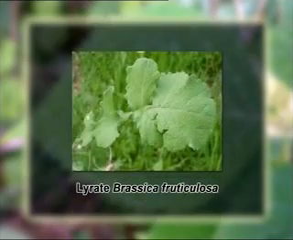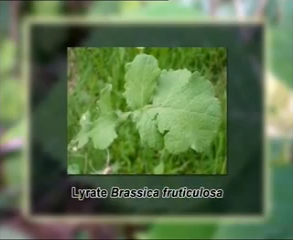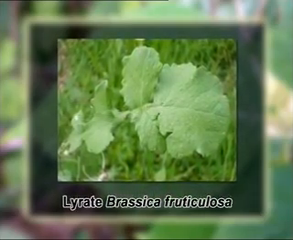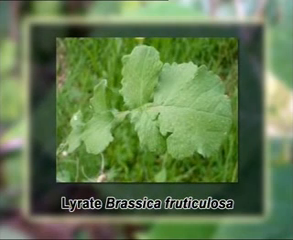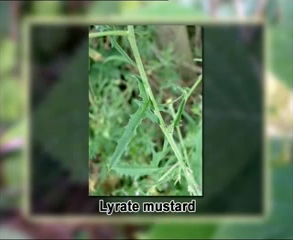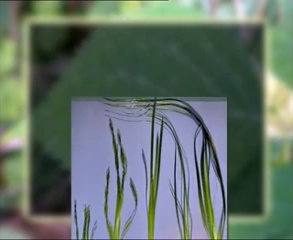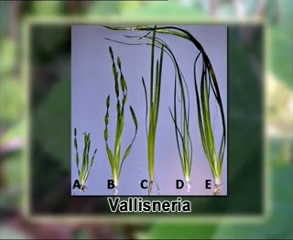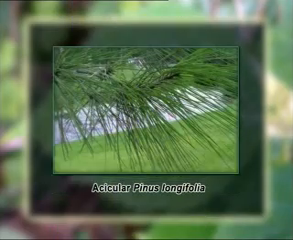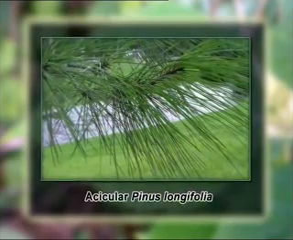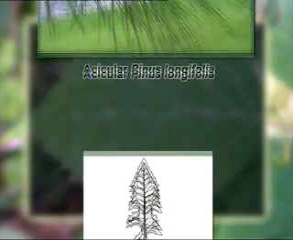Then lyrate, divided into a large terminal lobe and a few smaller lobes, which become gradually smaller towards the base. For example, in Brassica fruticulosa or mustard, etc. Or ligulate, that's strap-shaped. For example, in Vallisneria species. Acicular, long, narrow and straight like a needle. For example, in Pinus longifolia.